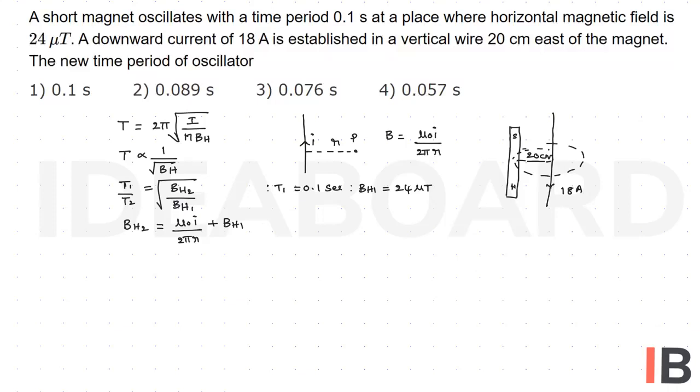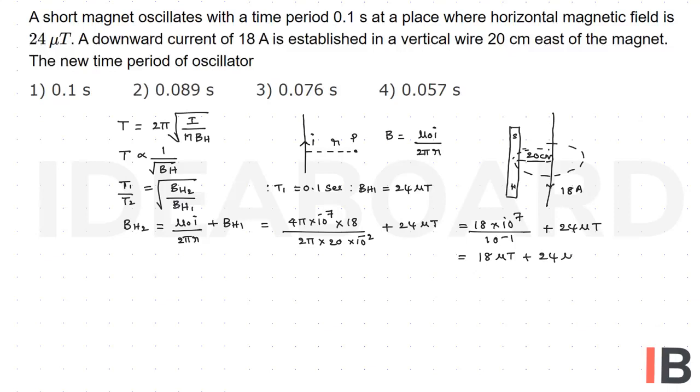Then taking the total field, this is 4 pi into 10 power minus 7 into I value 18 by 2 pi into r value 20 into 10 power minus 2, plus 24 microtesla, which is equal to 18 into 10 power minus 7 by 10 power minus 1 plus 24, this is the microtesla. This becomes 18 microtesla plus 24 microtesla, which is equal to 42 microtesla after adding both.